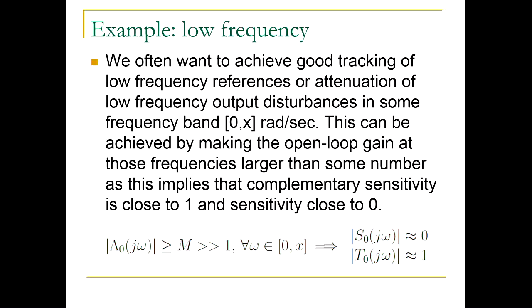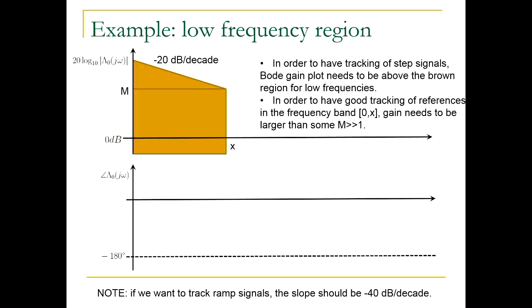So what does this translate into? Well, you may have, for instance, for an integrator, if you want to track step input signals, then you have to have an integrator. Then that sloped line there is the boundary, and you have to be above such a boundary, right? That's because you want to track step references with zero steady state error. And then if you want to track all the reference signals between 0 and x, you have to push the gain to be above some number m. This m would be related to the steady state error that you would be making, right?